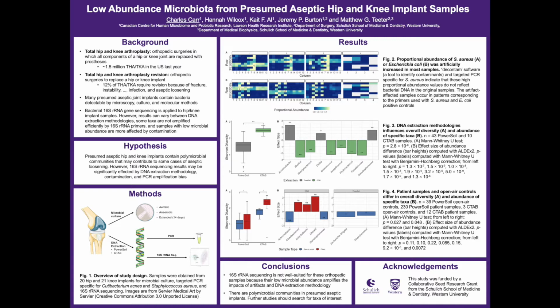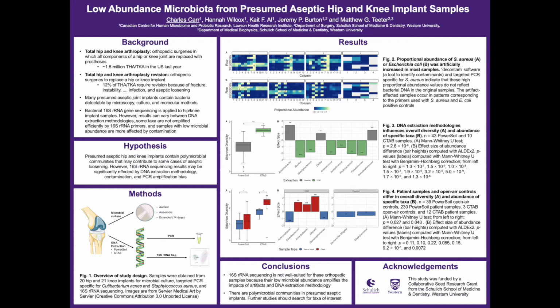To assess these hypotheses, we collected samples from the hip or knee implants of 41 patients requiring revision for presumed aseptic failure. Some of these samples were subjected to microbial culture, as a standard practice in the hospital to detect infections that were previously unknown. Specific for this study, some samples were subjected to DNA extraction, either with the PowerSoil high throughput kit or with the CTAB methodology. Extracted DNA was then used in 16S rRNA gene sequencing, as well as PCR specific for a few taxa of interest, namely C.